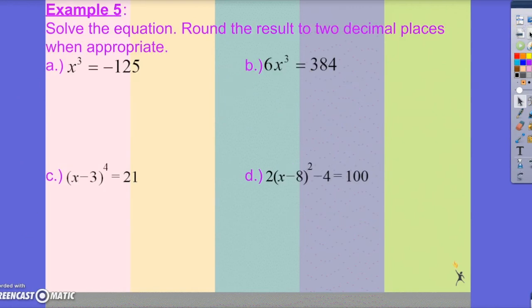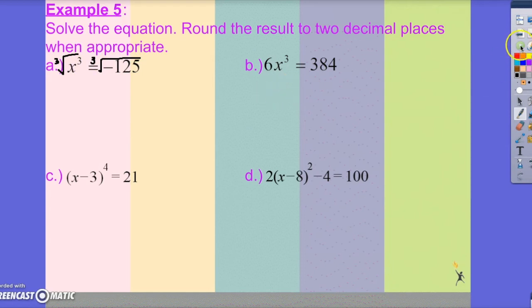All right, so the next example, I want us to solve algebraically and solve for x. Take a look at this one here. All right, so here's how we solve the last group. Okay, I have x cubed equals negative 125, right? And just to reiterate here, solve the equation, round the result to 2 decimal places when appropriate. Right, x cubed equals negative 125. The opposite of a cube is a cube root. So you take the cube root to both sides.